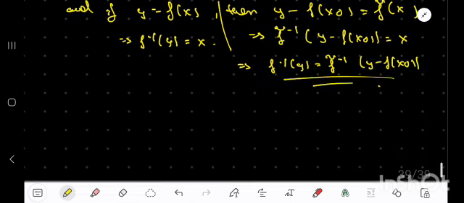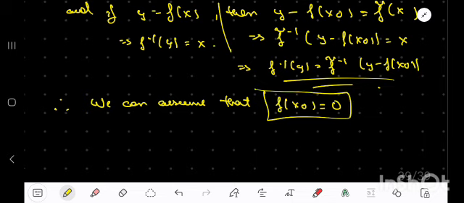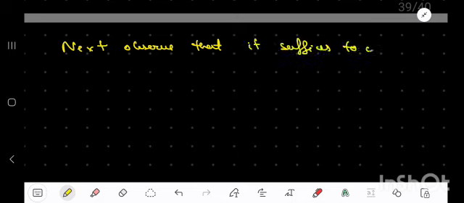Therefore we can assume that f of x naught is equal to 0. So this is the first adjustment we make. Fine, the next assumption: next observe that it suffices to choose x naught to be 0.